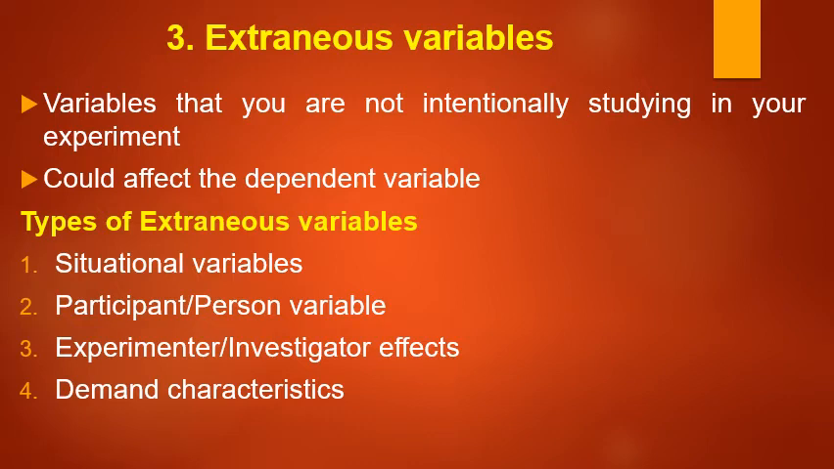And there are different types of extraneous variables. I have mentioned 4 different types here. One is situational, participant or person variable, experimenter or investigator variables or effects, and demand characteristics. These 4 are the different types of extraneous variables. So let me tell you what these are.